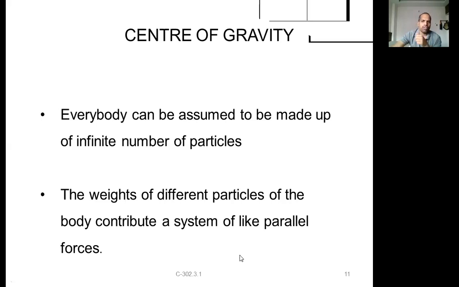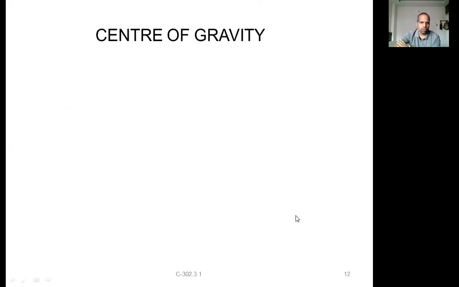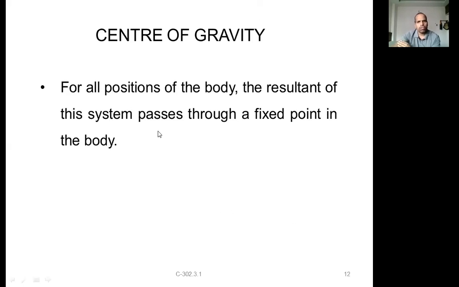So that's the reason for like parallel forces. The weights of different particles of the body contribute a system of like parallel forces. For all positions of the body, the resultant of this system passes through a fixed point in the body. Of course, we have studied that. So how do we calculate the resultant of like parallel forces?